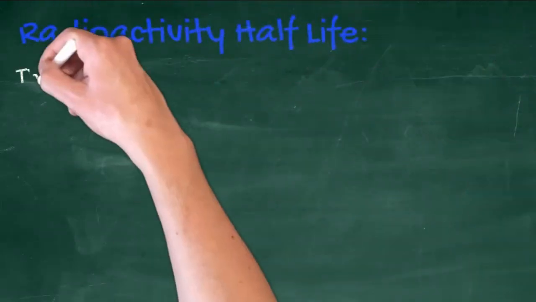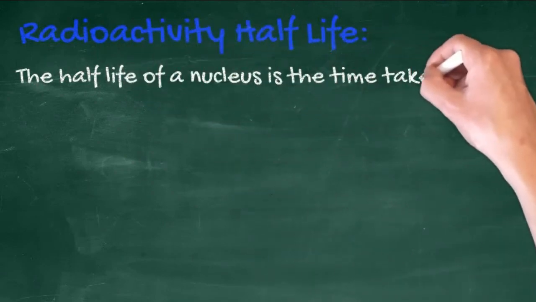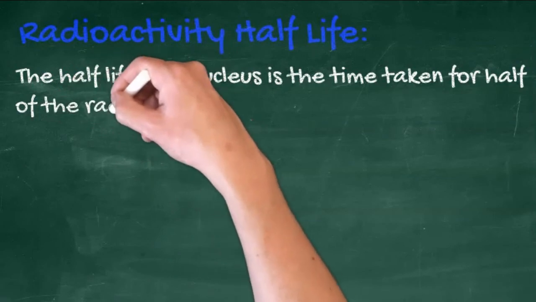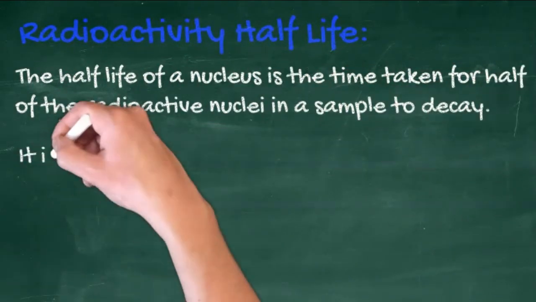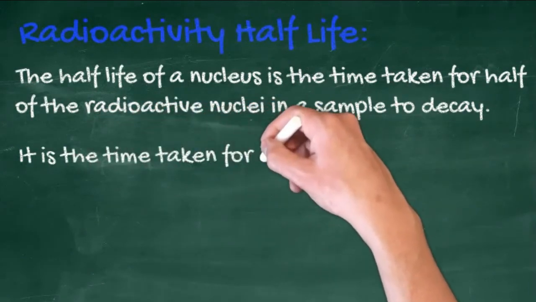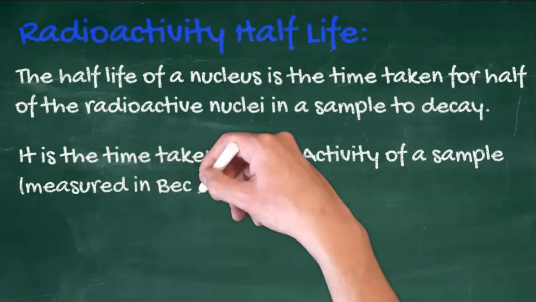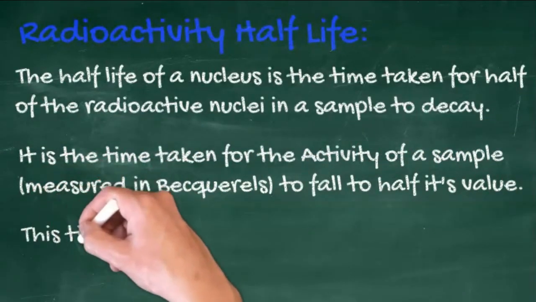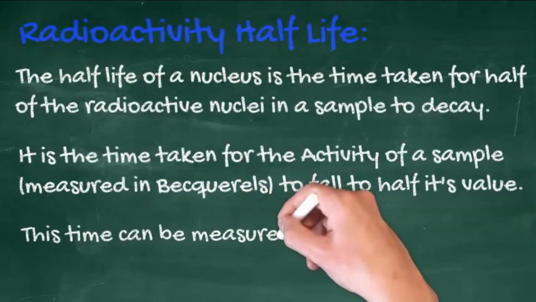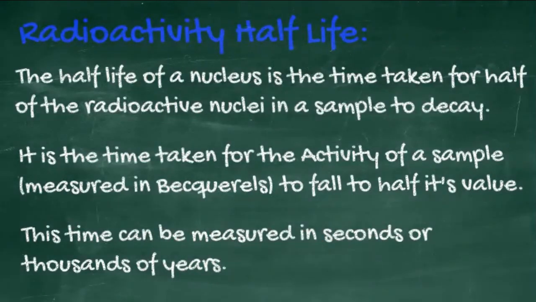And finally, radioactivity half-life. Half-life is defined as the time taken for half of the radioactive nuclei in a sample to decay. In other words, it's the time taken for the activity of a sample, measured in becquerel, to fall to half its original value. This time can be measured in seconds, hours, days, or thousands of years.